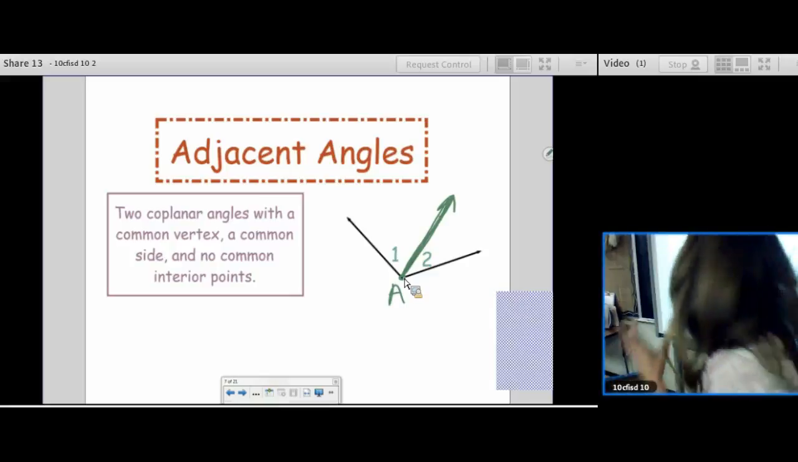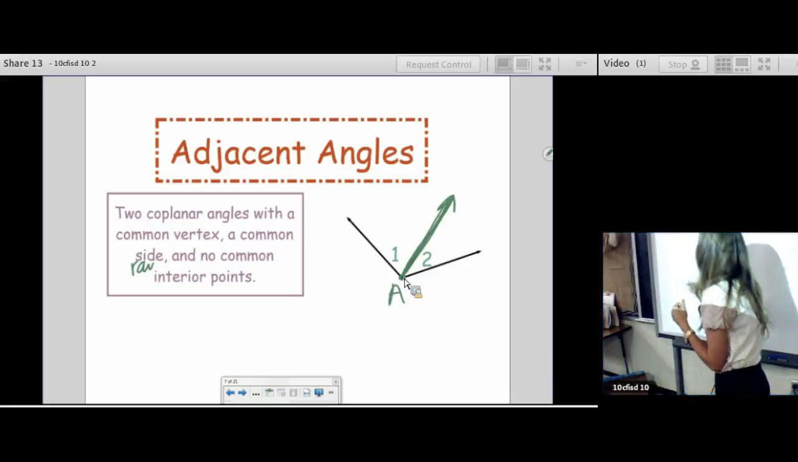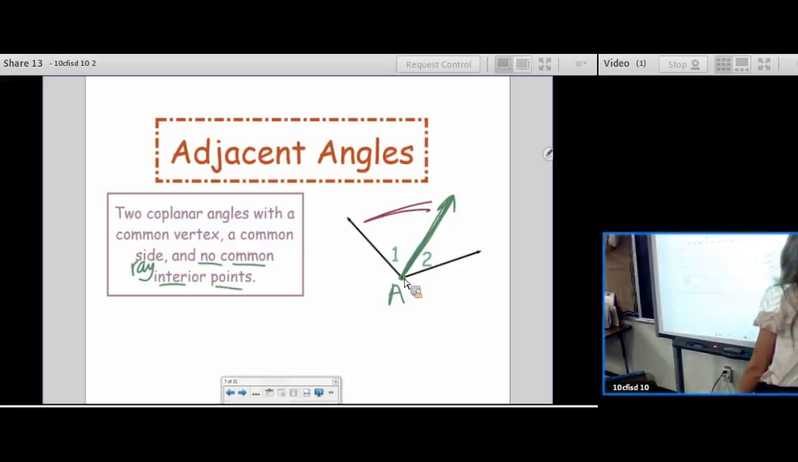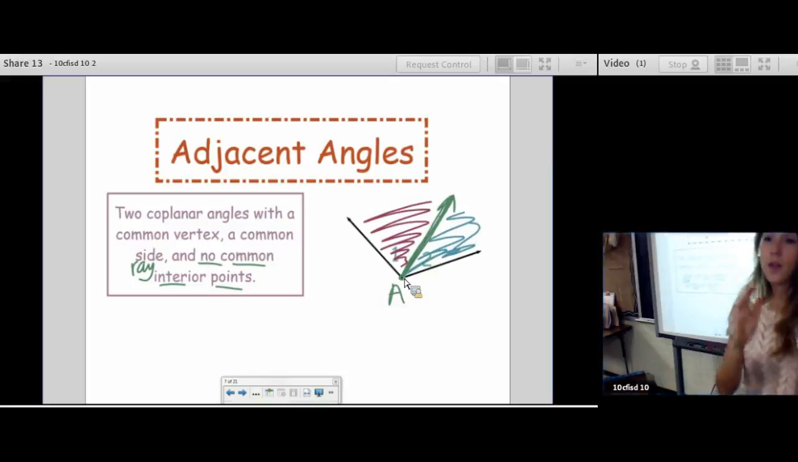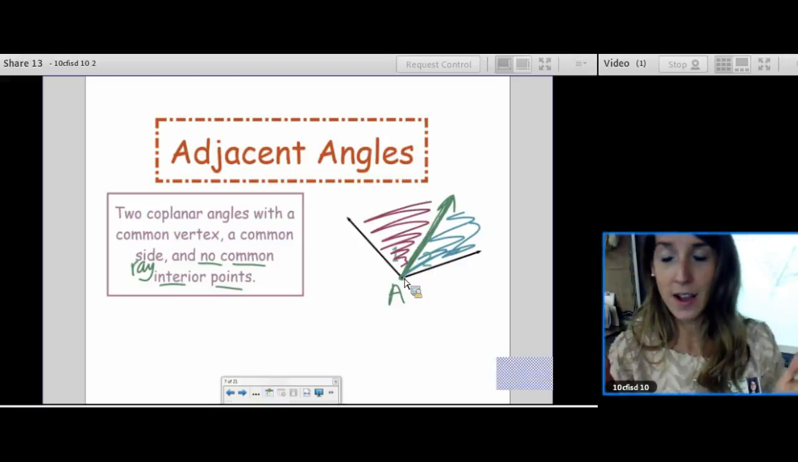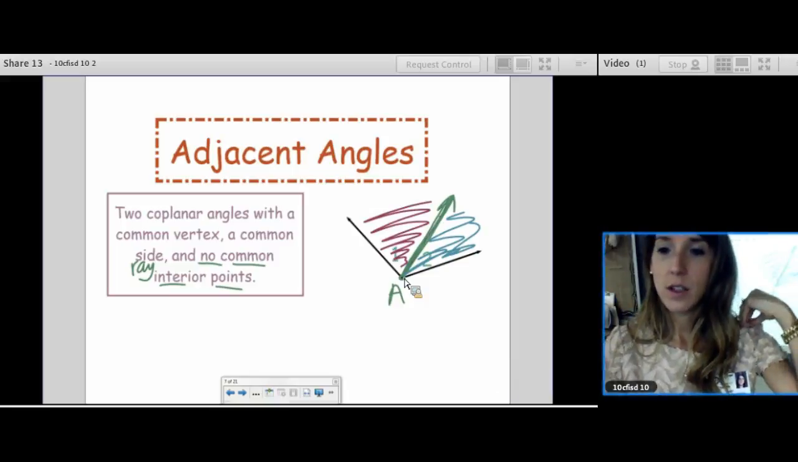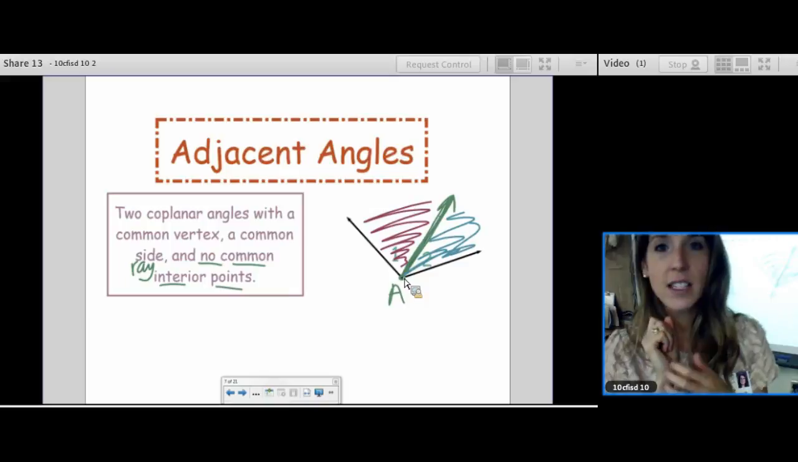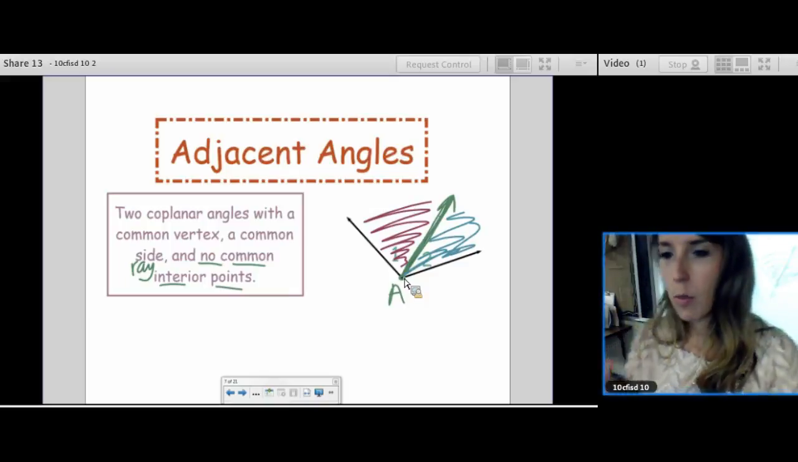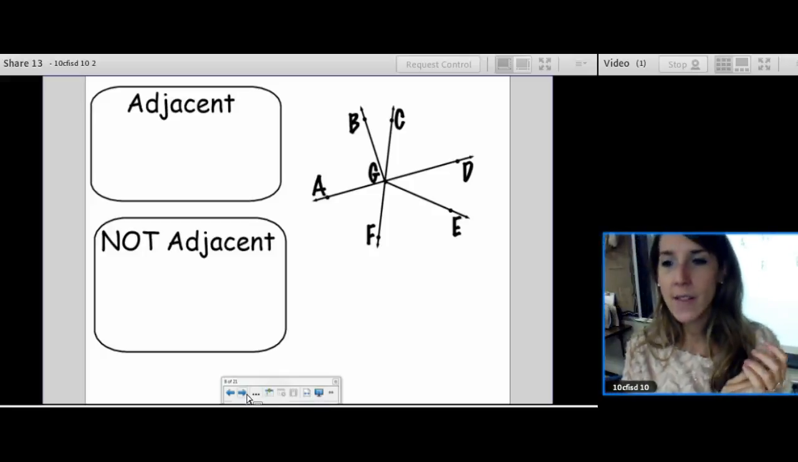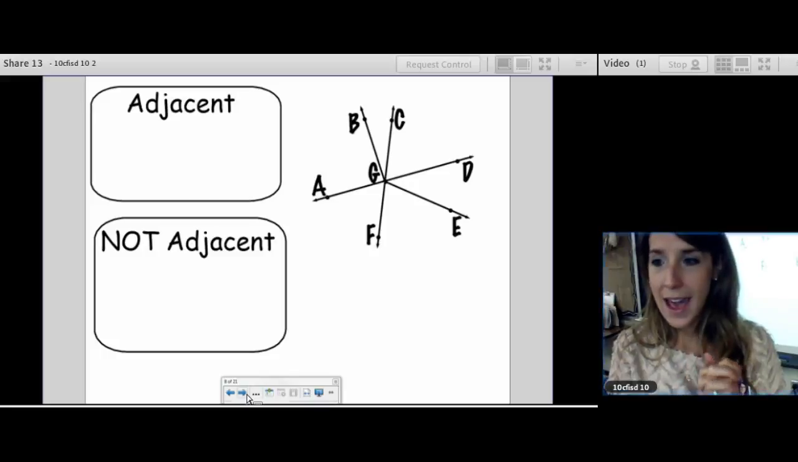Yes, so a common side, aka a common ray, and no common interior point. So, angle 1 is not getting in angle 2's business. Although they share a ray, they don't share anything on the inside. So they are separated by that ray that they share. So adjacent angles, 2 angles with a common vertex, a common ray, but no interior points in common. I want you to look at this picture, and in your notes, I want you to write a pair of angles that are adjacent, and write a pair of angles that are not adjacent. Do that in your notes, please.